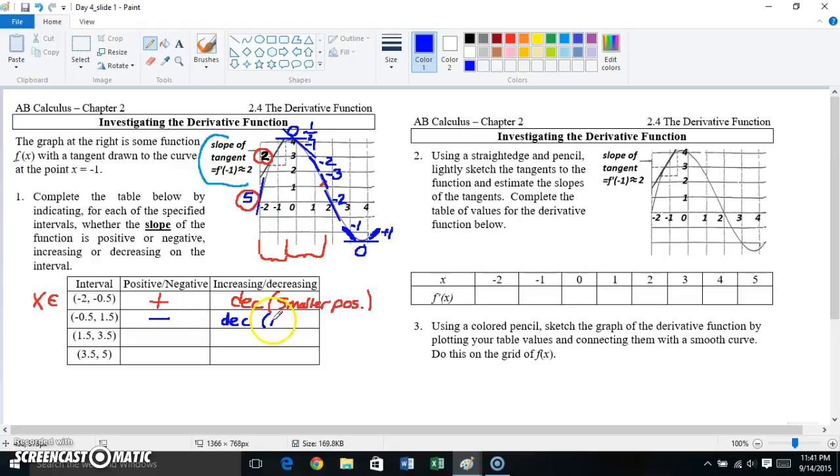All right, they are getting more negative. Okay, you could say they're getting larger negative, right? You have larger negative numbers.